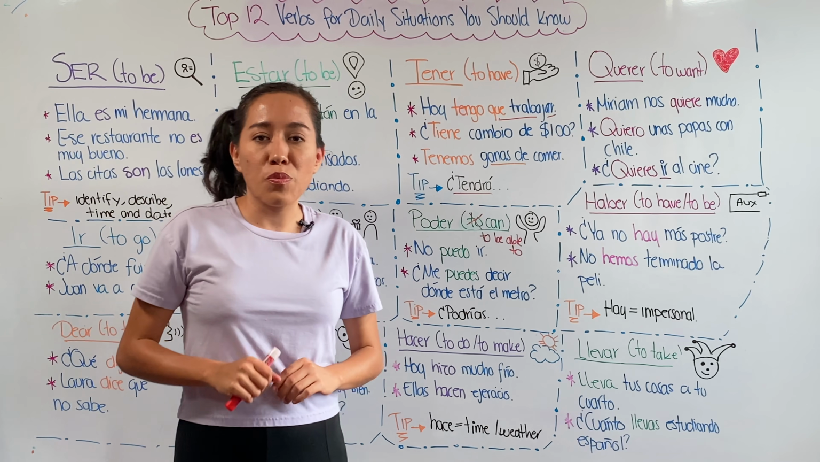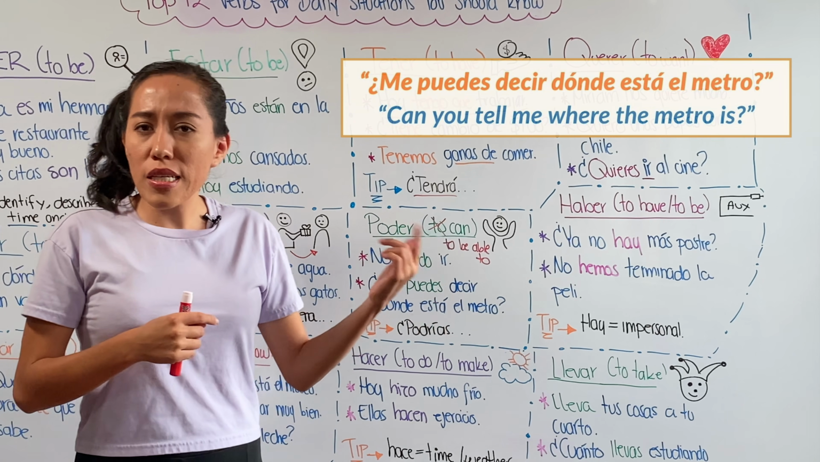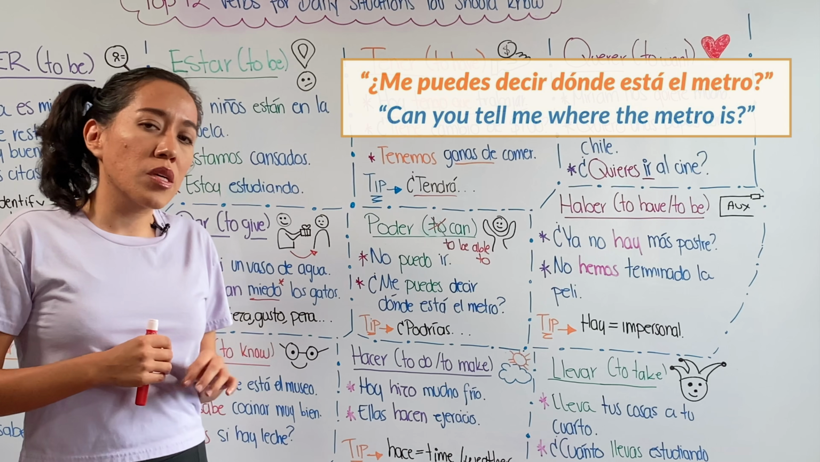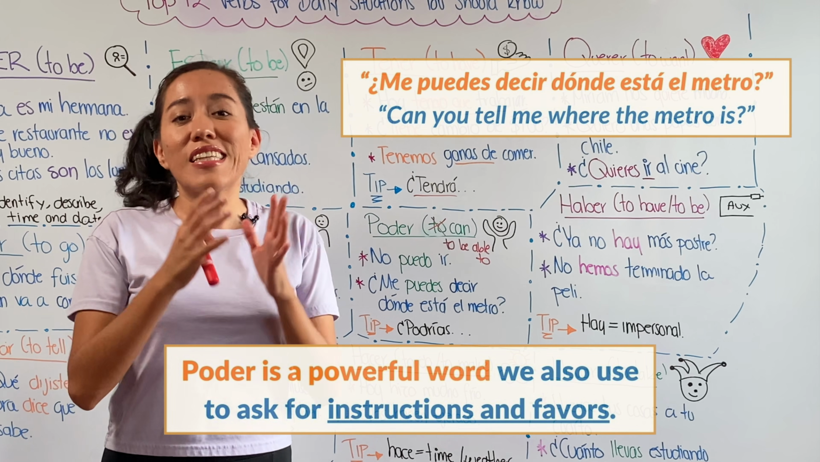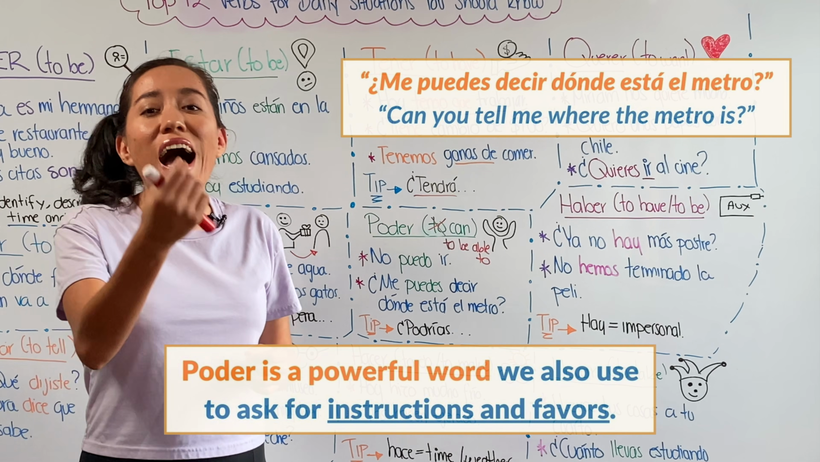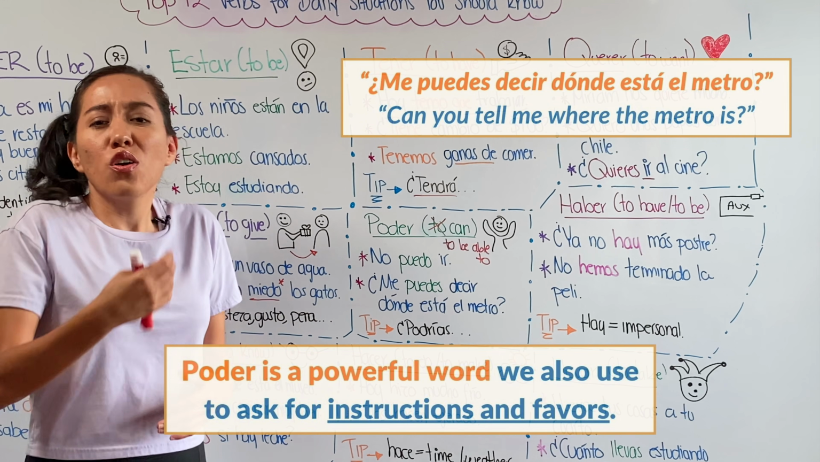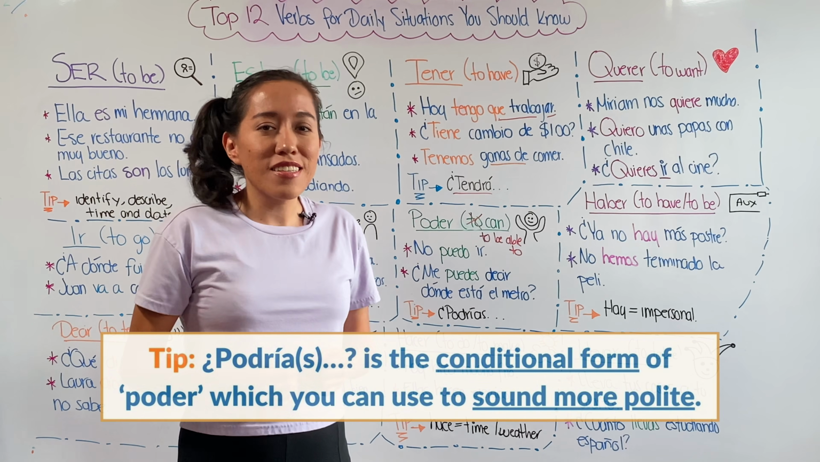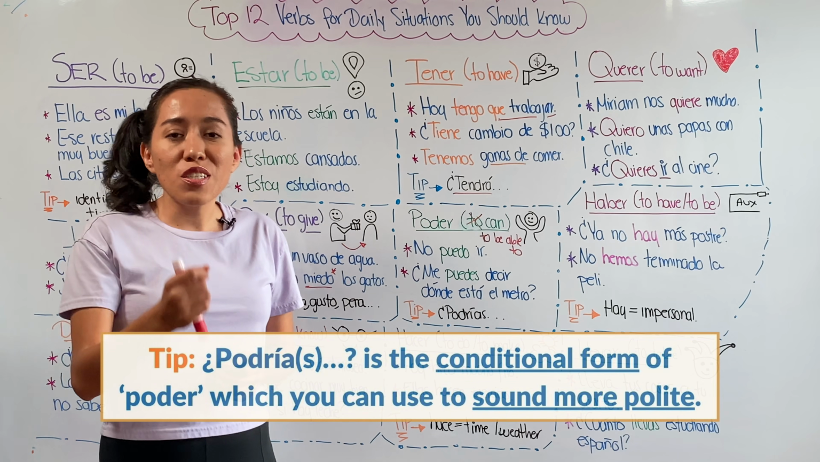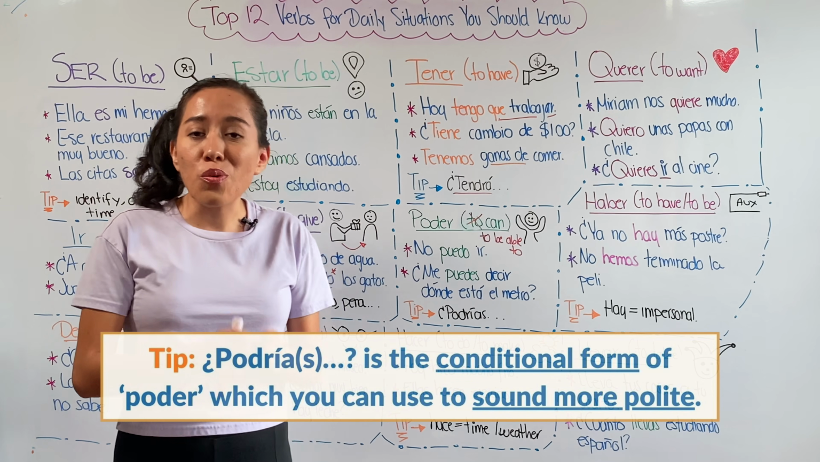The next example, ¿me puedes decir dónde está el metro? Can you tell me where the metro is? Poder is great in daily life situations to ask people for instructions or to ask them for a favor. As a tip, podrías, the conditional form, is used to sound more polite.